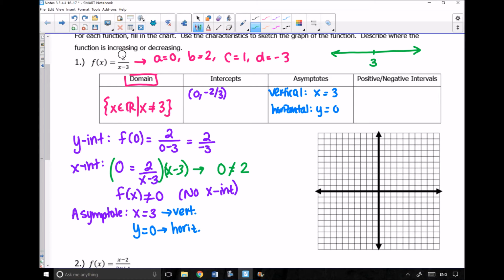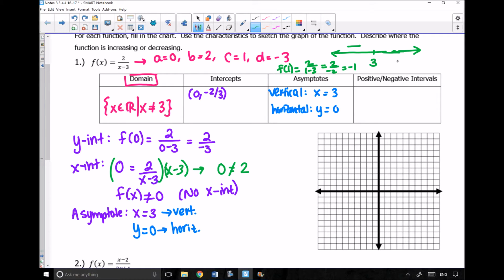Okay, so now that I've done that, I'm going to figure out what kind of a value I will have before and what kind of a value I will have after. Well, if x is less than 3, let's just go ahead and test 1. If I plug 1 in, it would be 2 over 1 minus 3, so I get 2 over -2, which is -1. So I get a negative value anywhere to the left of 3.